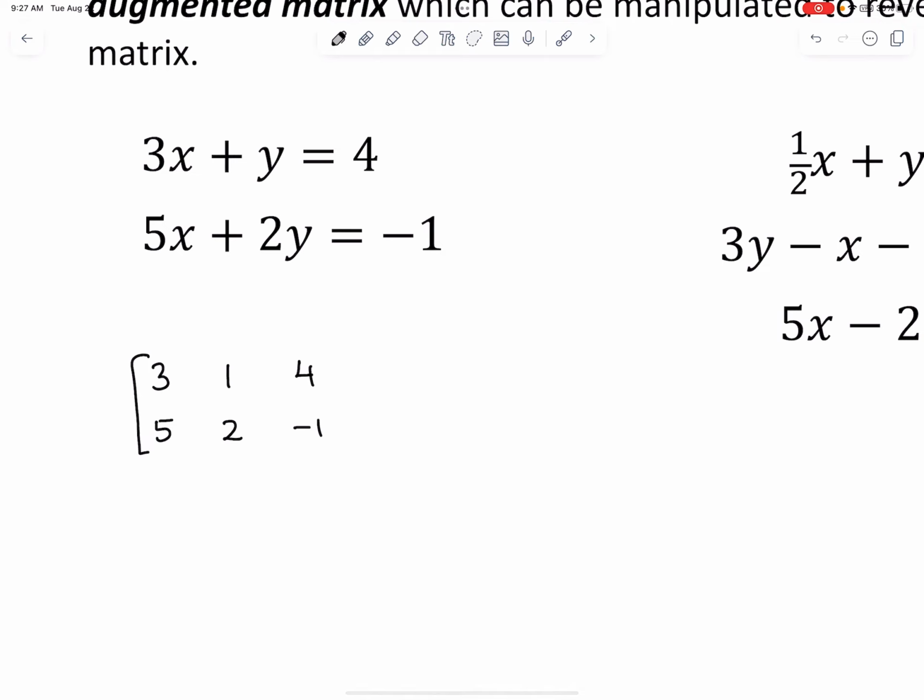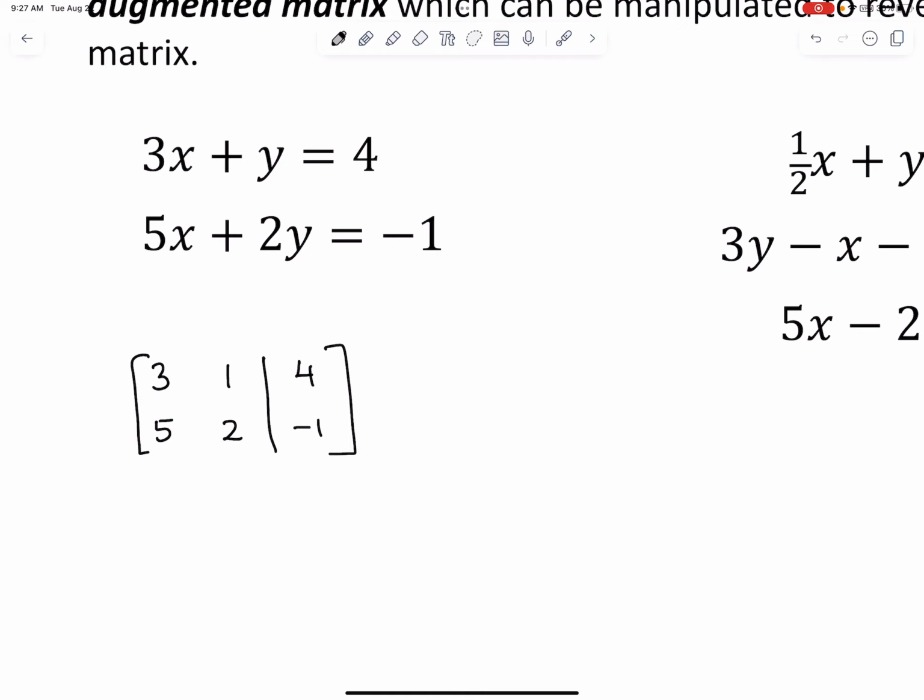And then you put some square brackets around this to make it a matrix, a rectangular array of numbers. And then another practice that's commonly done, although not necessary, is to put a vertical line over here to represent where the equal sign was, suggesting that the 4 and the -1 were on the right side of the equal sign. And this is called an augmented matrix of the system.